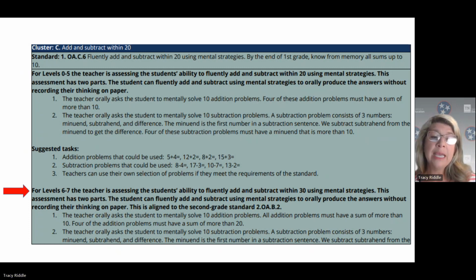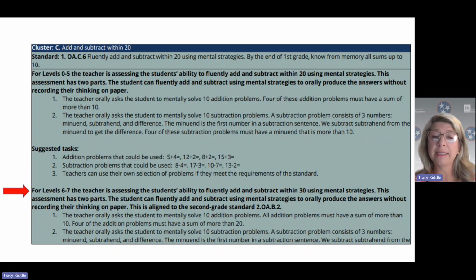2.OA.B.2. In second grade, the teacher is assessing the student's ability to fluently add and subtract, this time within 30, using their mental strategies. This has 2 parts as well. The student will add and they will subtract fluently using mental strategies. They will orally produce the answers. They will not record their thinking on paper.